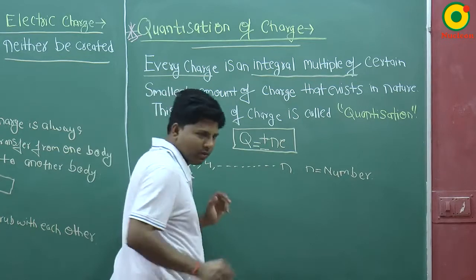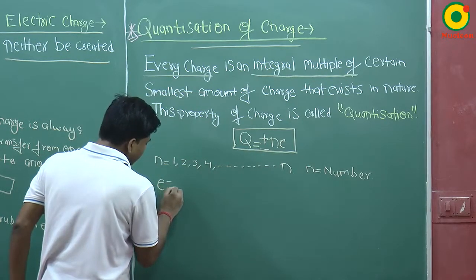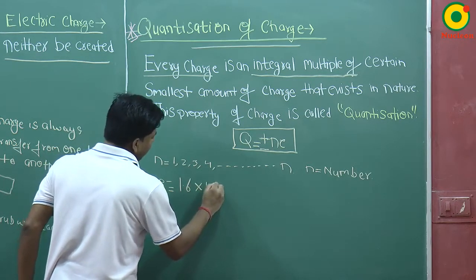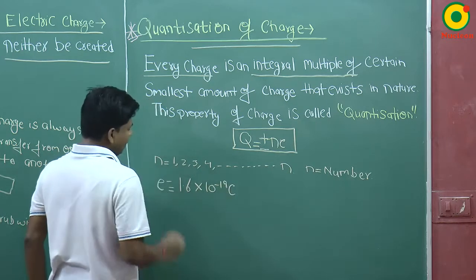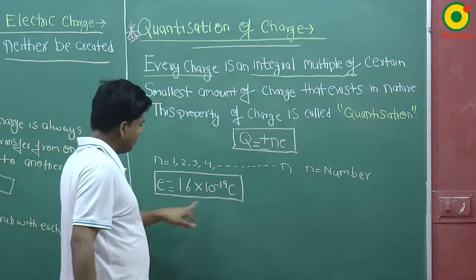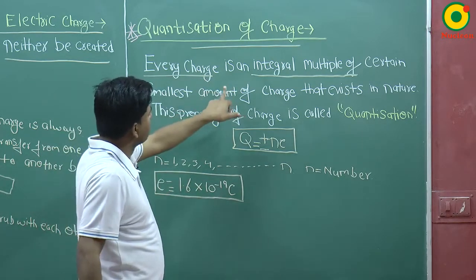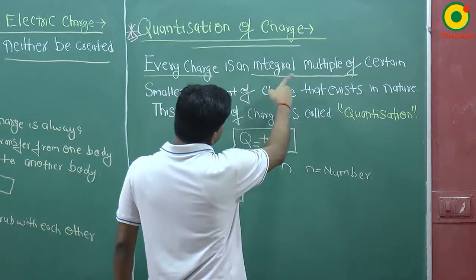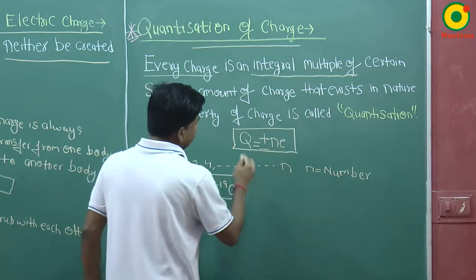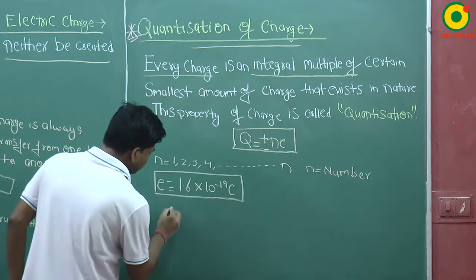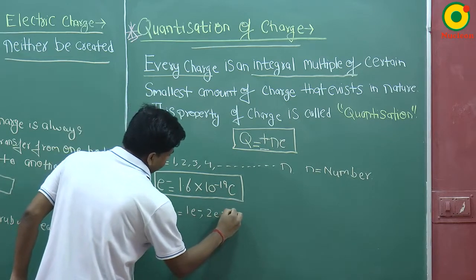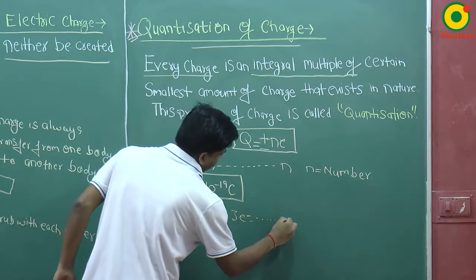So in our nature, E is known as the very smallest amount of charge. Its value is 1.6 into 10 raised to the power minus 19 coulomb. You can imagine how small this charge is. It is always an integral multiple of a certain smallest amount of charge. There is a multiple of N and E. Okay, so you can write it as Q equal to 1E, 2E, 3E up till NE.